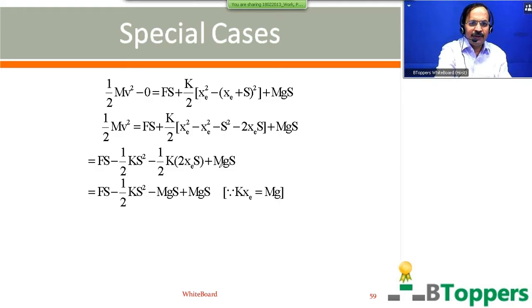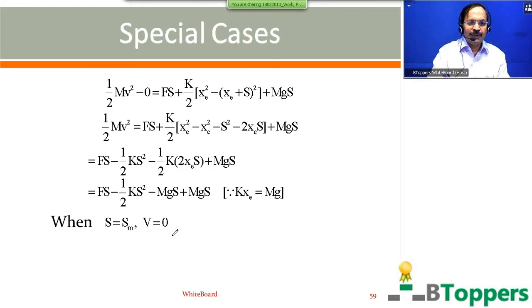The next step, we can substitute kxe equal to mg in this term. Within the bracket I have written, since kxe equal to mg, minus mgs plus mgs gets cancelled. So you get half mv square equal to Fs minus half ks square.